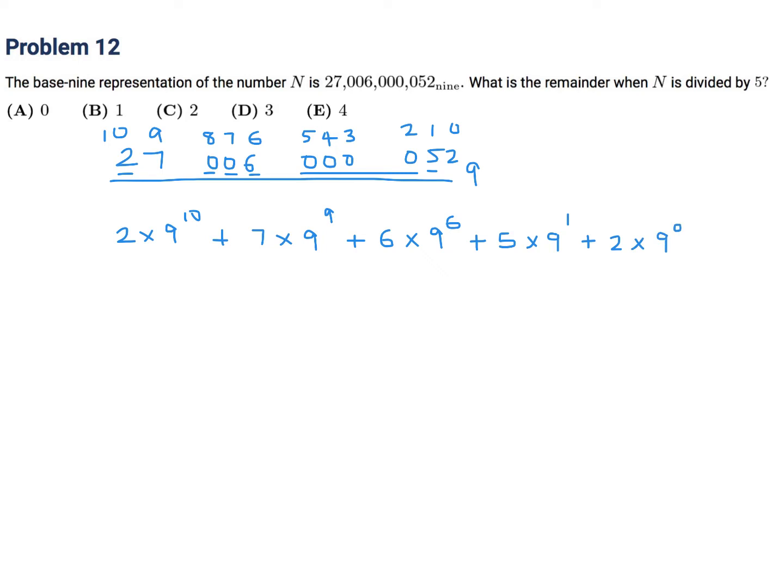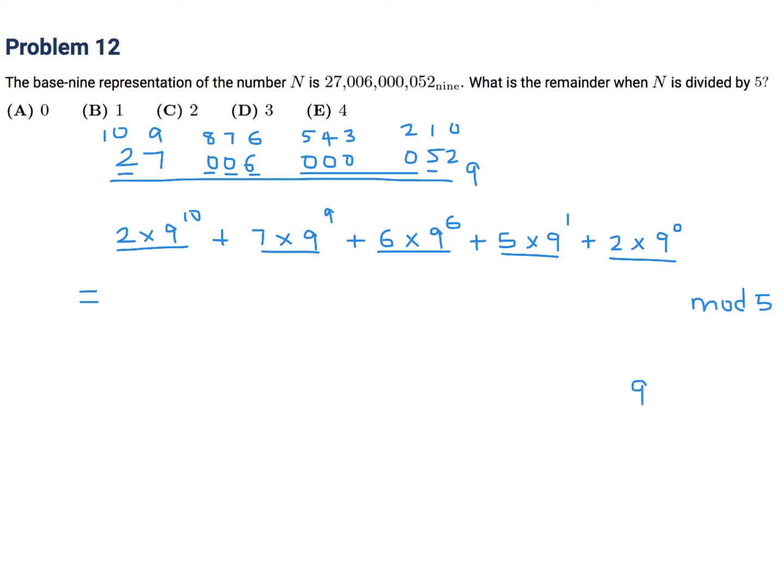Okay? So now what we have to do is look at it from the perspective of mod 5. So what is the remainder when divided by 5? Now, these are very large numbers here, so I'm not going to calculate them. What we can do is just look at a pattern. A pattern of what? A pattern of powers of 9. And I'll explain.